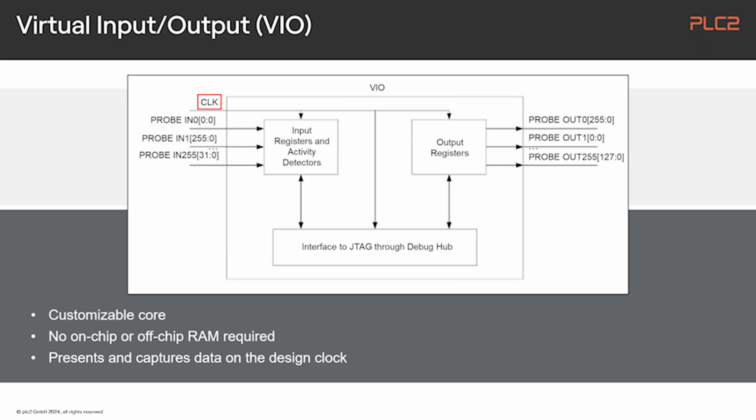Yeah, the VIO, the virtual input output block, does not have memory. This is a customizable component capable of monitoring and driving internal signals in real time. So for our inputs, the size and the number of probes can be configured. And you can even drive output ports. Which means from our host side, we have our JTAG interface and we can assign signals. We can also change signals in that context.